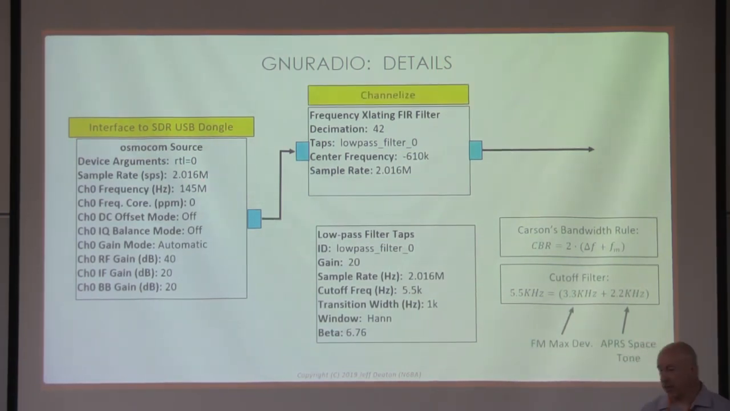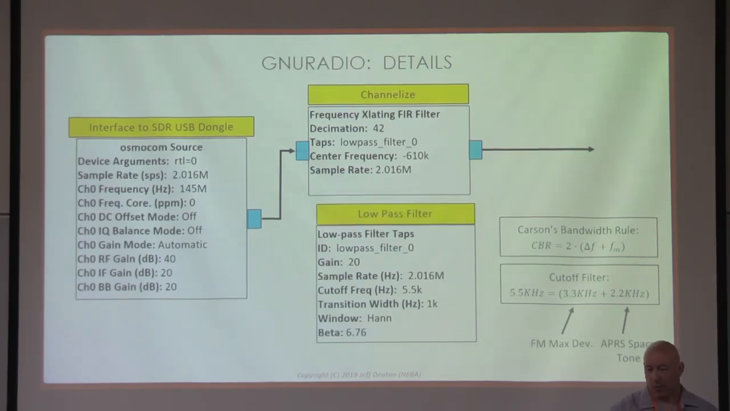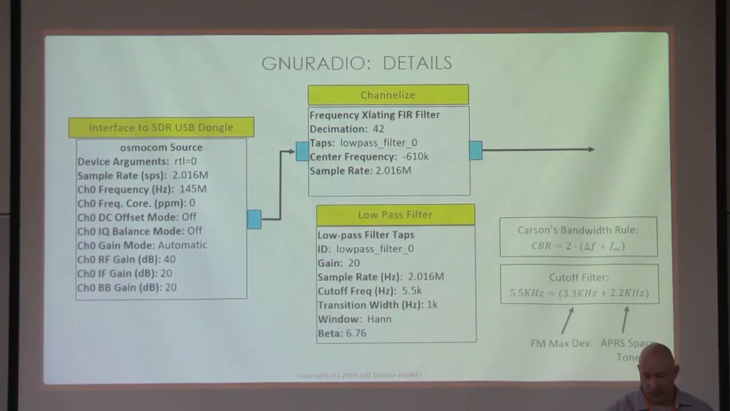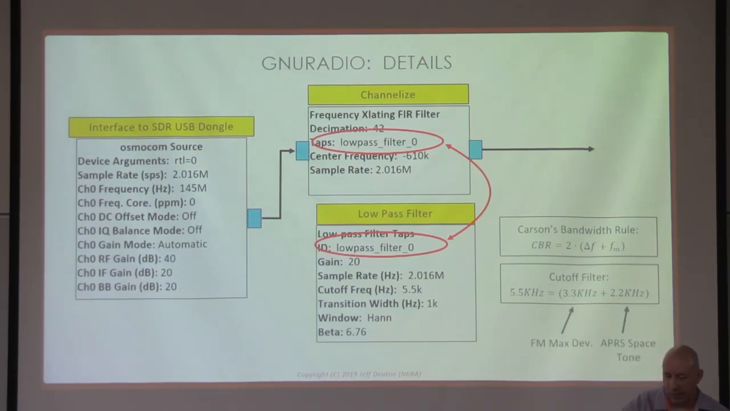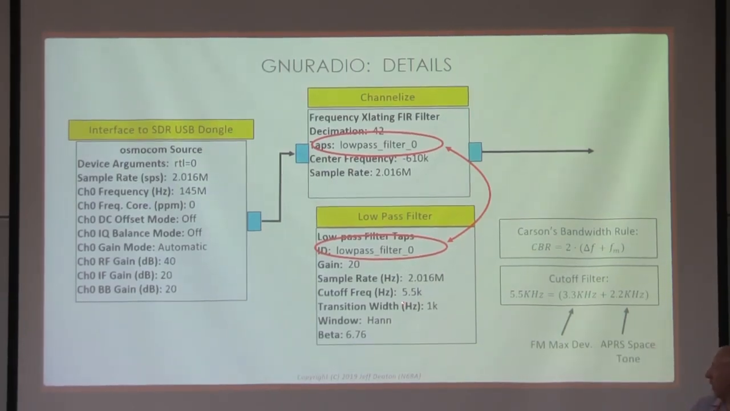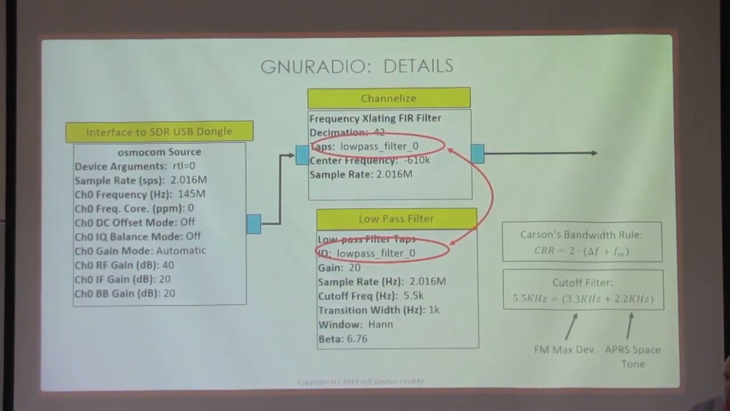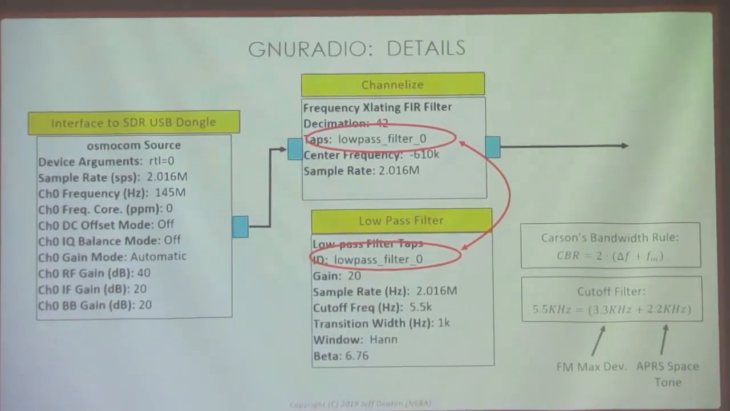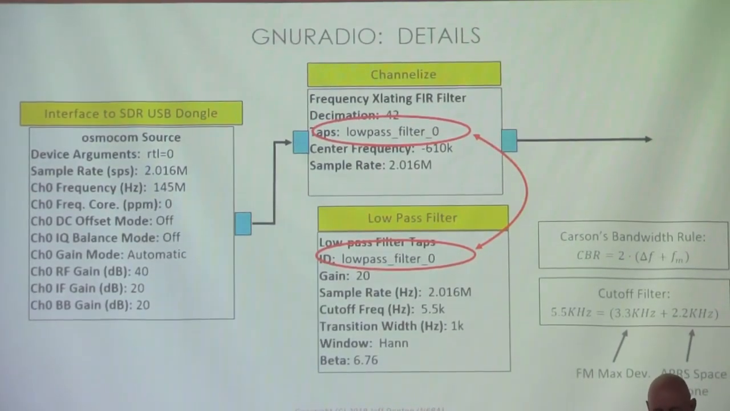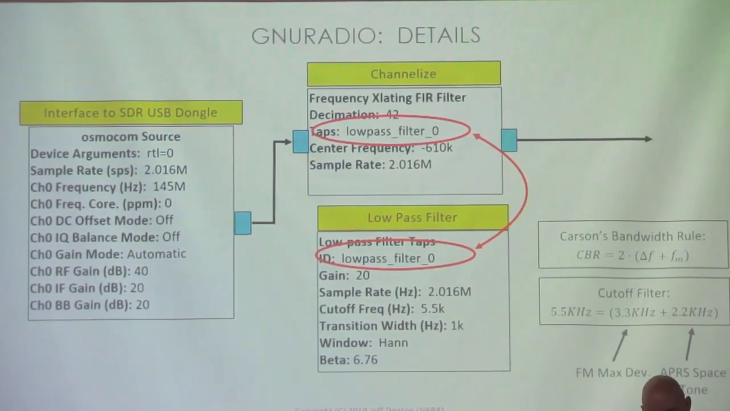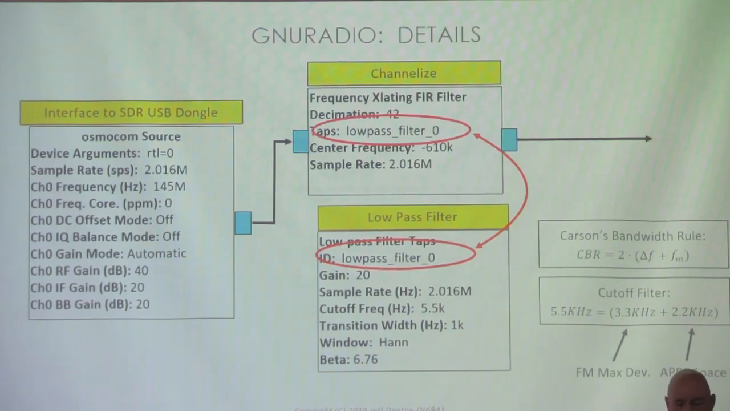All of that information is then handed off to the frequency translating FIR filter. All of those parameters are generally determined programmatically and automatically. The low-pass filter taps, of course, defined there. And then how do we figure out that we should have a cutoff frequency of 5.5 kilohertz? The little reference over here, which you may not be able to read, is just Carson's bandwidth rule. 98% of the power is within a couple of kilohertz, in this case, out from center.